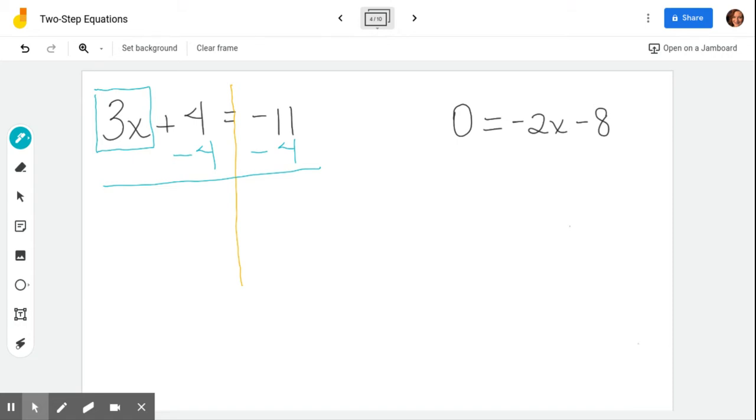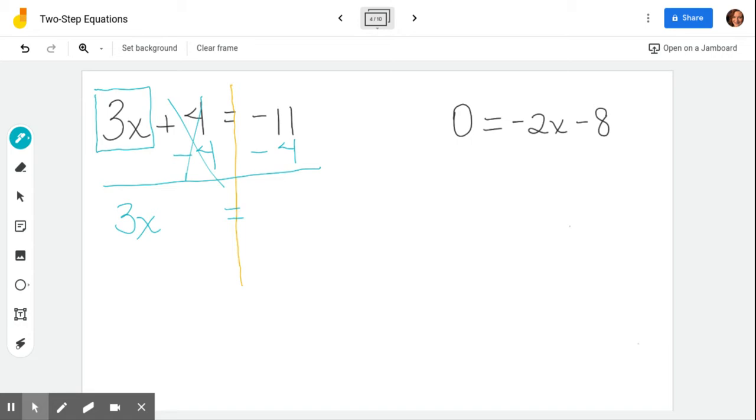I still have a 3X. I haven't touched that yet. Plus 4 minus 4, it's like it never even happened. If I give you $4 and then I take it back away, I'm a jerk, but we break even, right? It's like it never happened. I'm going to bring down my equal sign, still on that line that I drew.